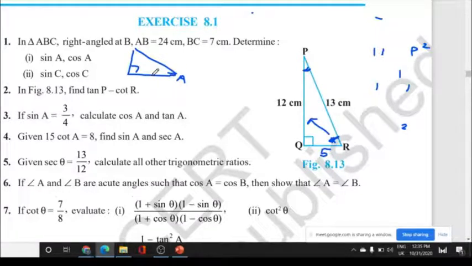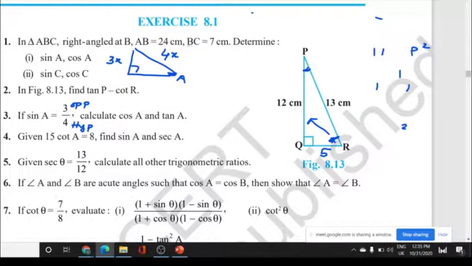If this angle is A, this is opposite. Sine is given as 3 by 4. So this is opposite and this is hypotenuse. So I can take opposite as 3 into x, 3 into some number, and hypotenuse is 4 into some number, because it is a ratio. Ratio has to be simplified in the simplest form, isn't it?